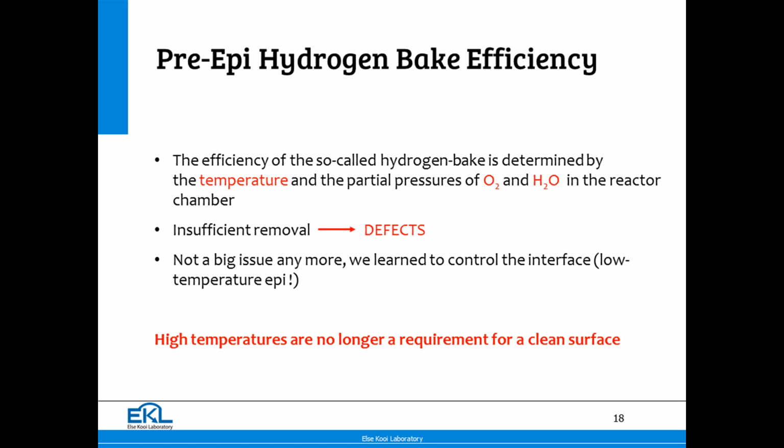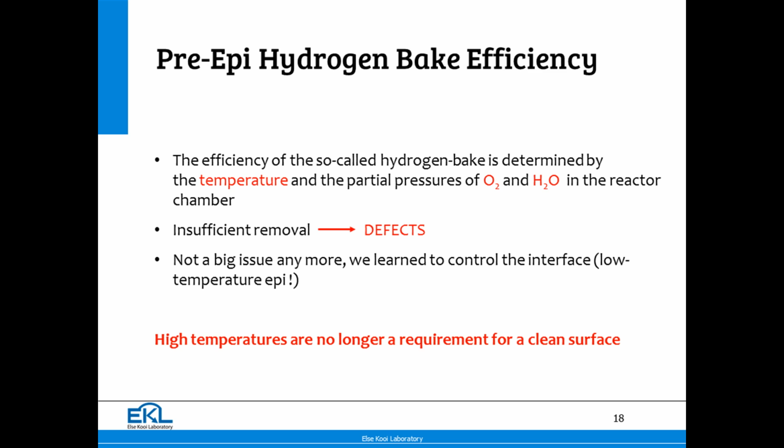cleanliness, dry gases, is not an issue anymore. Conventional epi does not suffer from baking insufficiencies anymore, and that is purely due to the improvement in the cleanliness of the gases, of the wafer handling and everything. So high temperatures, the more contaminated the reactor, the higher the partial pressures of oxygen and hydrogen, the higher temperature you need to be able to grow a defect-free layer.